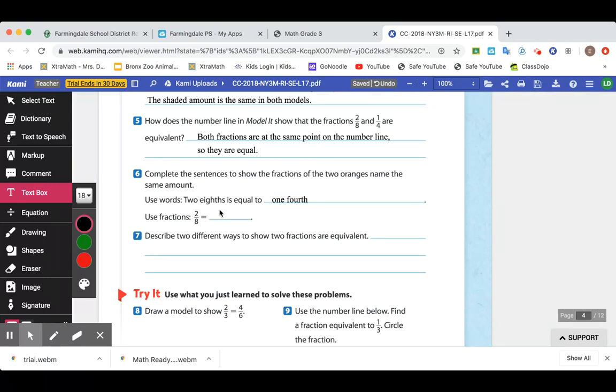2/8 as a fraction is equal to, now they want to write it numerically. So we're going to write 1/4. You're going to put your 1 over the 4. I have to put it kind of next to because I can't really show fractions this way.